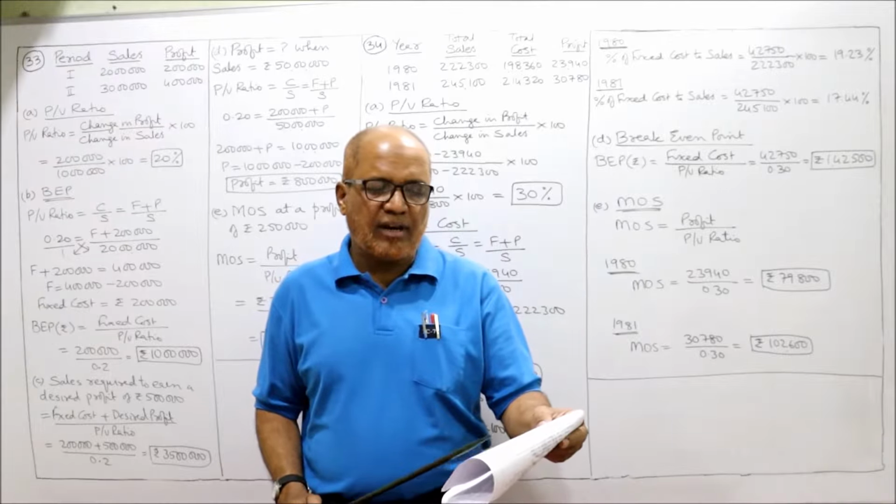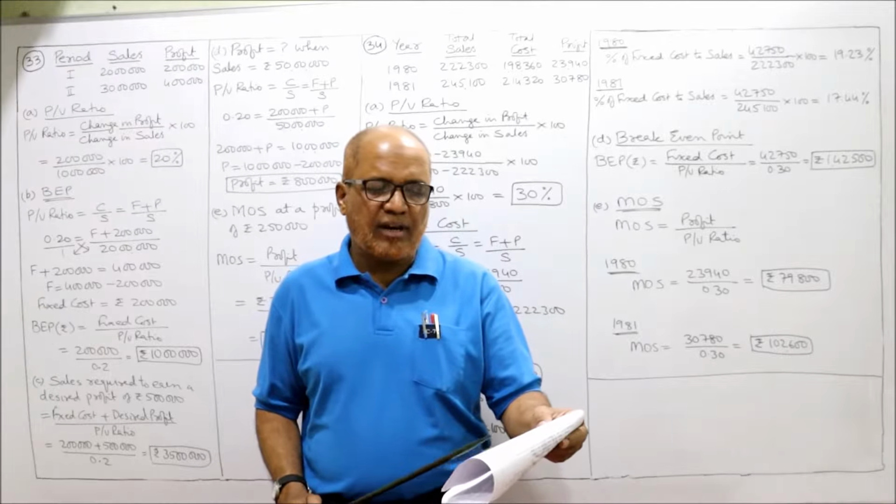So remember one equation: profit is equal to total sales minus total cost. Total sales minus total cost, you will get the profit. The profit is not given in the problem, but we know how to find it. Sales minus cost is equal to profit. So here, for 1980, total sales are 2,22,300 and total cost is 1,98,360. तो माइनस कर देंगे, 2,22,300 minus 1,98,360. You will get the profit of the first year.